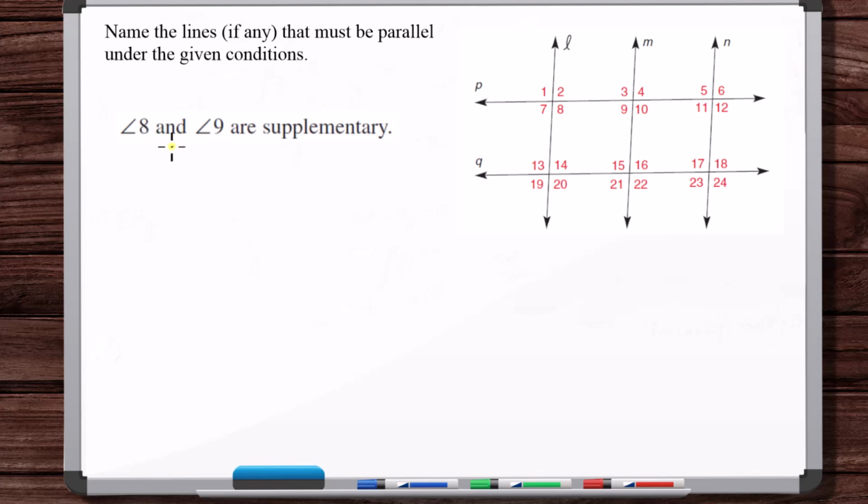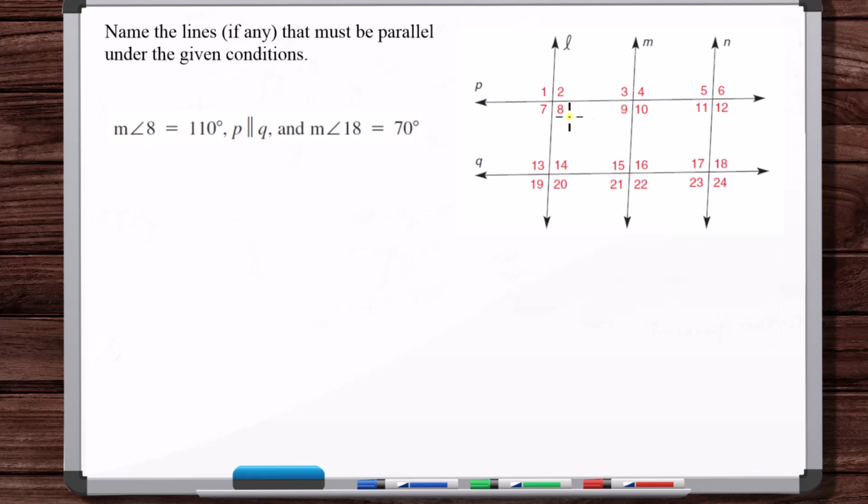Okay, if angles 8 and 9 are supplementary, what does that tell us? Angle 8 is made by lines P and L, and angle 9 is made by lines P and M. So P is the transversal. We've got interior angles on the same side of the transversal. And if those are supplementary, then we know that means parallelism. And so what lines are parallel? That would be lines L and M.